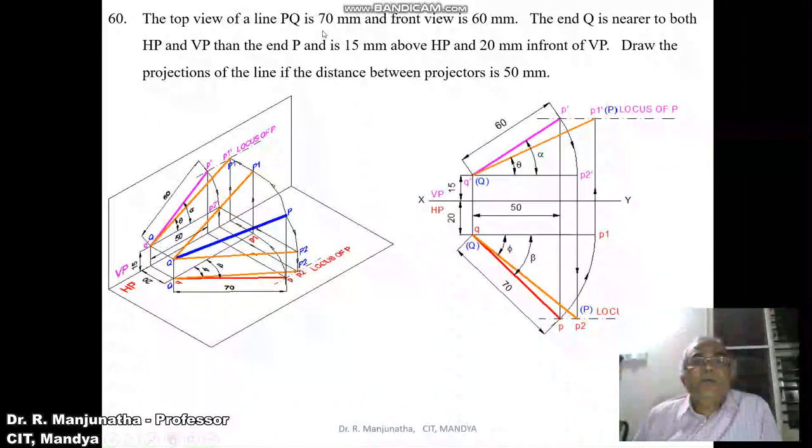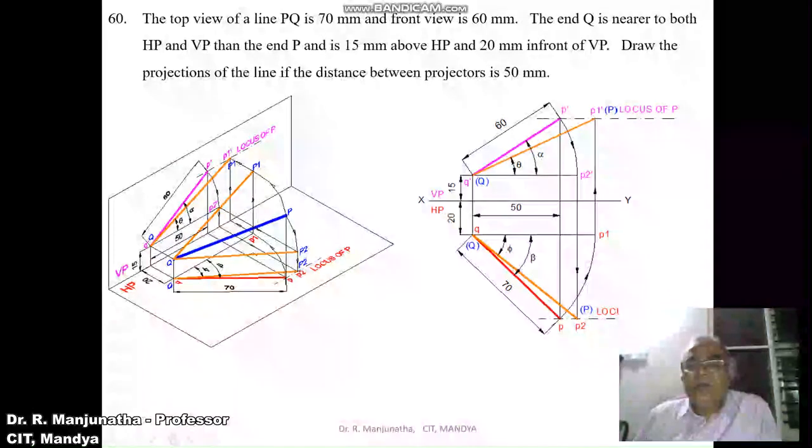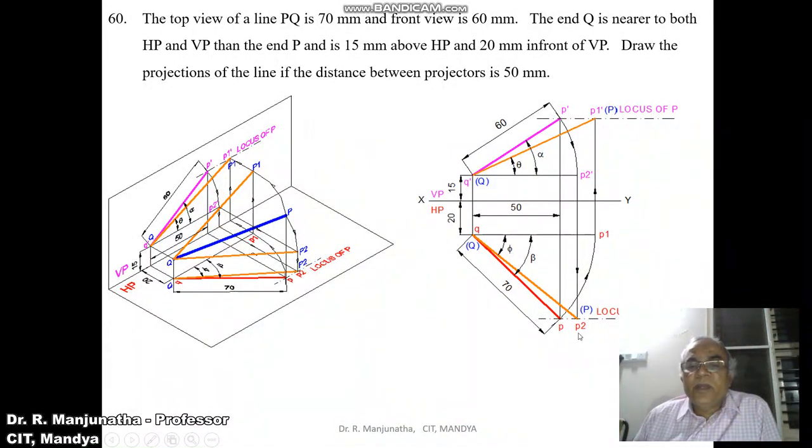Then you know that the top view of the line capital PQ is 70 mm. So by using the compass, you measure 70 mm and with Q as center, cut an arc on this end projector line so that you get this point small p. Then draw a dash dot line, and this will be the locus of P in the top view. You mark this point as P and join Q to P with a dark line.